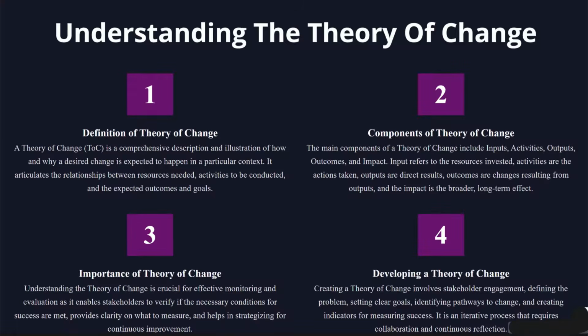The log frame provides a structured framework that links inputs, activities, outputs, outcomes, and goals to guide project planning and evaluation. Understanding the theory of change involves defining how and why a desired change is expected to happen, often by outlining the relationships between resources, activities, and outcomes. For example, in a project aimed at improving literacy, the theory of change might specify that providing training workshops, activities, to teachers, inputs, will improve teaching methods, outputs, which in turn will increase student reading skills, outcomes, ultimately leading to higher literacy rates, impact. Developing this theory involves stakeholder engagement, setting clear goals, and creating indicators to measure progress, ensuring that efforts are focused and strategic for long-term success.